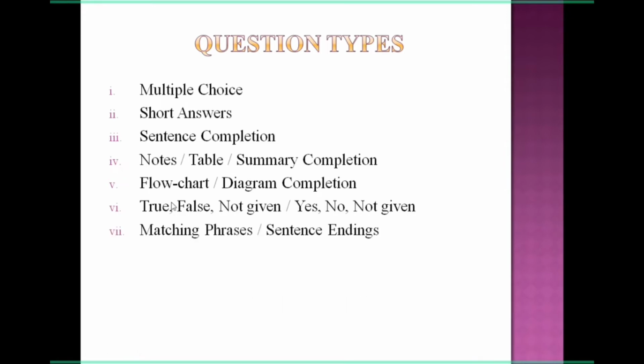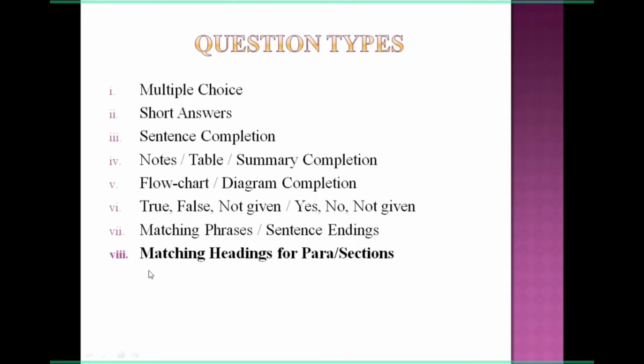And the next question type is matching phrases or sentence endings. In this type of question, you will have half a sentence as a question, and the remaining half of the sentence is unknown, and you will have to find that remaining half after reading the text. And there will be some available options behind the question, and you will have to find the remaining half from those options.